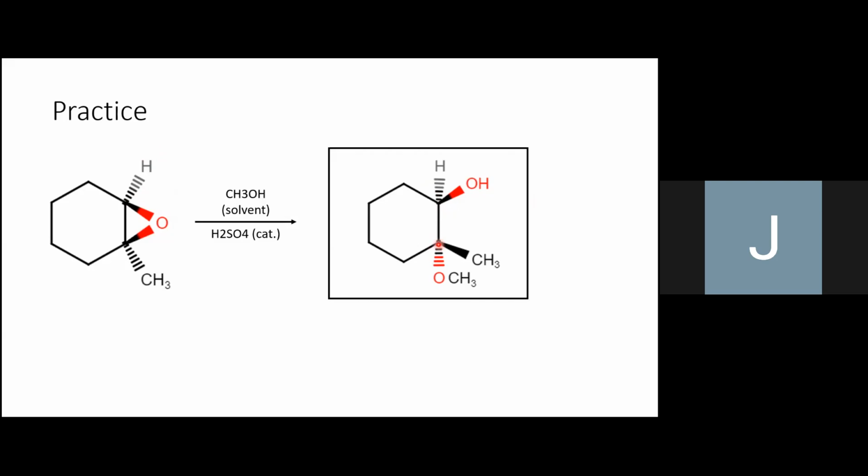But what happens at this carbon is that originally our highest priority group, that oxygen, is in the front, and our lowest priority group is in the back. And now suddenly our highest priority group is in the back, and our lowest priority group is in the front. So it's good to see that we have inversion of stereochemistry.